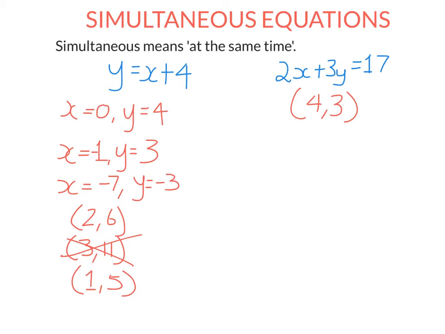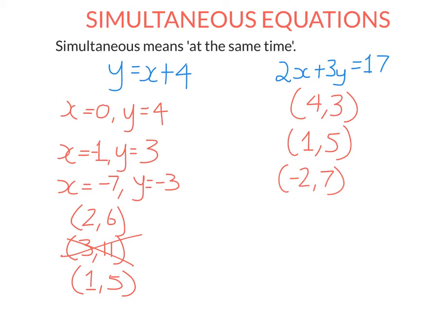So another solution to this would be x equals 1, y equals 5. If I substitute x for 1, y equals 5, I get a true statement. 2 times 1 plus 3 times 5 does equal 17. Another example would be minus 2, 7. Again, I'd get here minus 4 plus 21 equals 17. That's a true statement. So this one has infinitely many solutions as well.